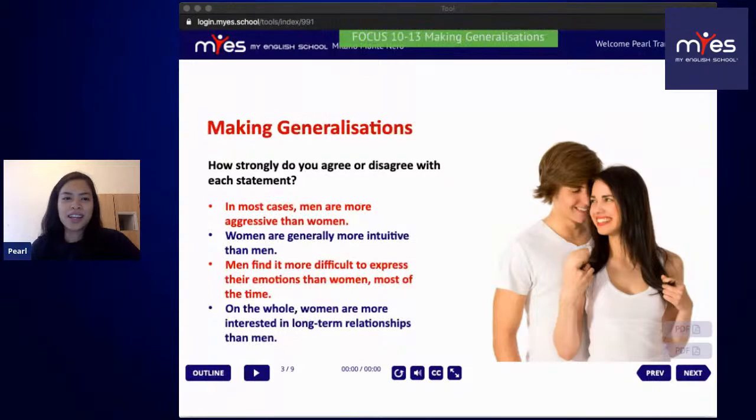So what do you think? Tell me, do you agree with these statements or not? Half agree? I mean, there are aggressive men and there are aggressive women, but I guess it depends on each person. This is a very subjective statement. Depends on your own personal opinion, right?